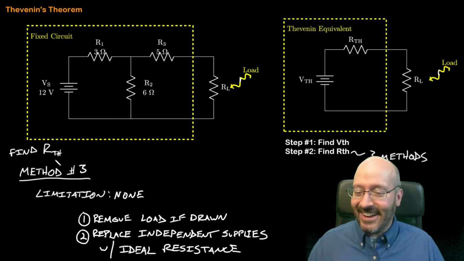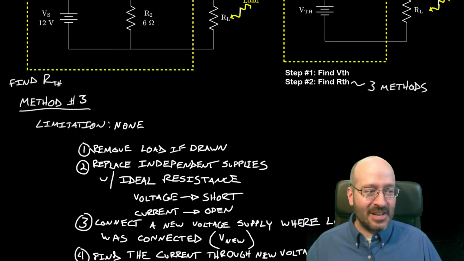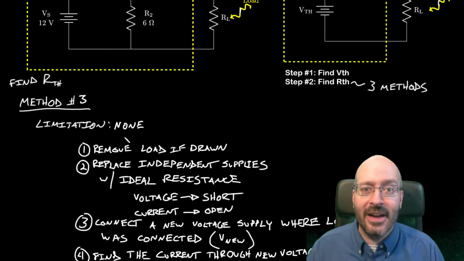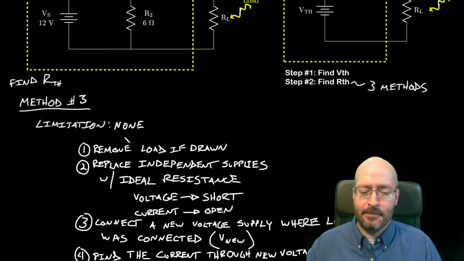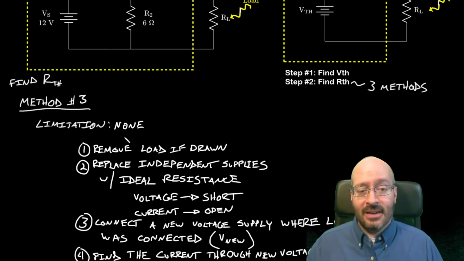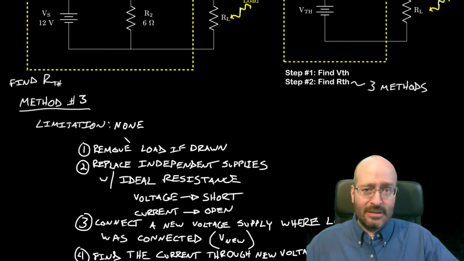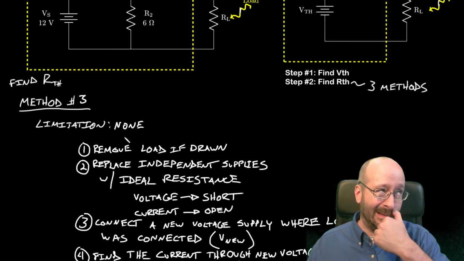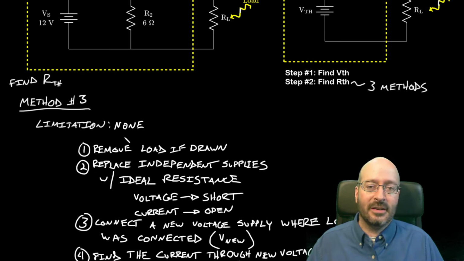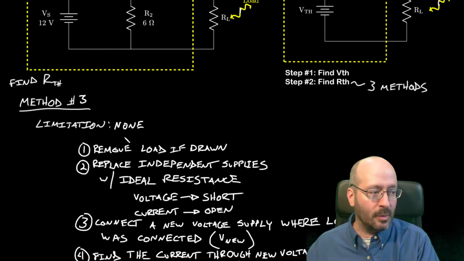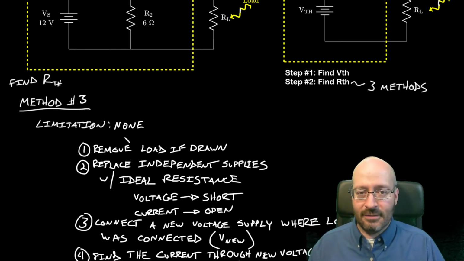Okay. And the limitation on this one is none. So if you're only going to learn one, this is the one that's always going to get you the answer. The problem is a lot of people don't know this method, and they don't even know the limitations of the other methods. So there is a lot of use in being able to communicate with other engineers.